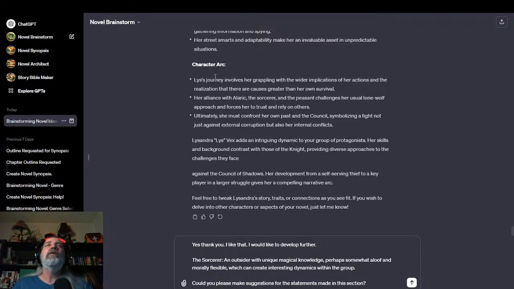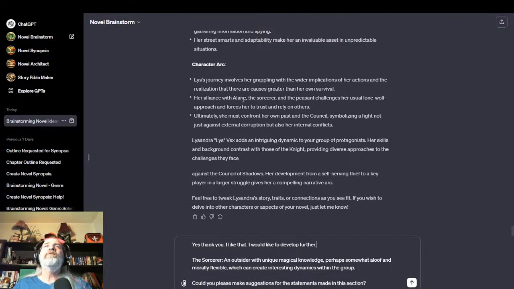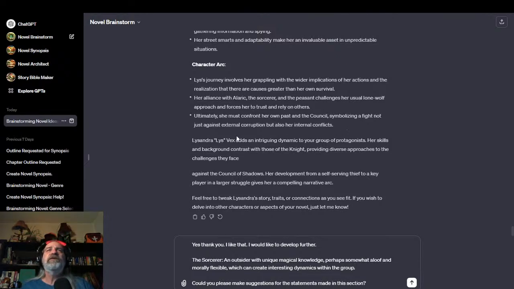Alright. Lisa's journey involves her grappling with the wider implications of her actions and the realization that there are causes greater than her own survival. Her alliance with Alaric, the sorcerer and the peasant, challenge her lone wolf approach and force her to trust and rely on others. Ultimately, she must confront her own past in the council, symbolizing a fight not just against external corruption, but also her internal belief conflicts.